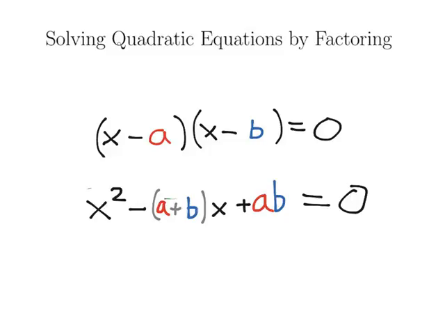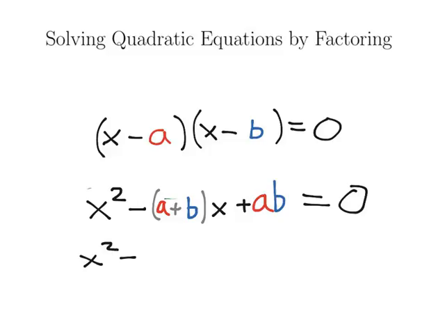Now notice how these numbers a and b, when they multiply, they give me the constant. And when they add, they give me the term that's being multiplied by x, the coefficient of x, also known as the linear coefficient. This makes solving quadratic equations so much easier. Let's go with an example really quickly.